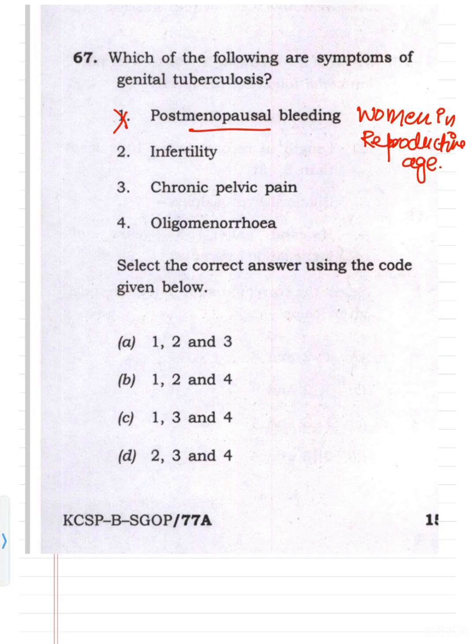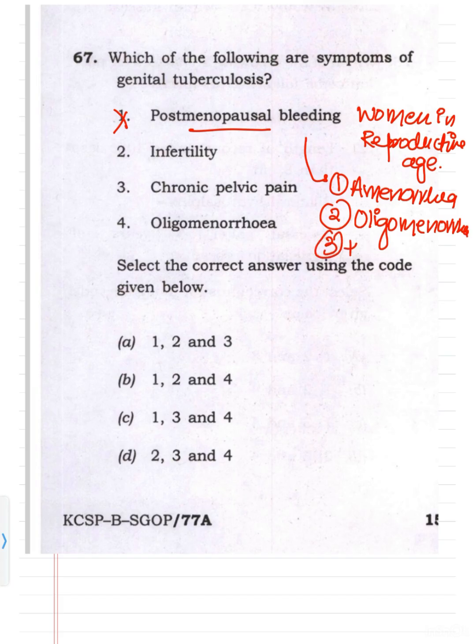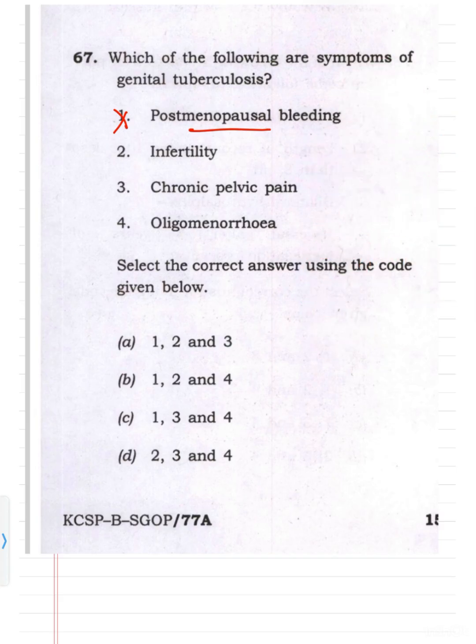The female will present with symptoms of amenorrhea, that is absence of menstruation, or oligomenorrhea or hypomenorrhea. Postmenopausal bleeding is not a symptom of genital tuberculosis, so the first is wrong. Coming to the second option, infertility. This is correct, and in fact it is the most common presentation of genital TB.